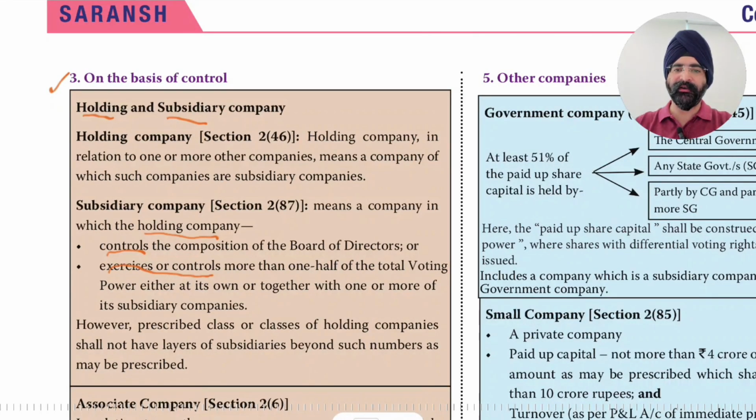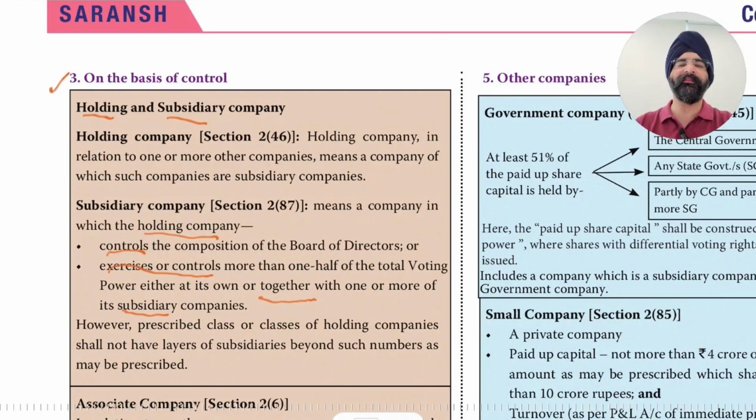Now, exercises or controls more than one half of the total voting power. Words used are not equity shares. Words used are voting power. Means at the time of votes, it has power to vote, and that power is more than 50%. Plus, does it require holding that voting power on its own alone? No. Either on its own or together with one or more of its subsidiary companies. So it means either having voting power more than one half singly or together with any other subsidiary company. So the other company should be a subsidiary company.